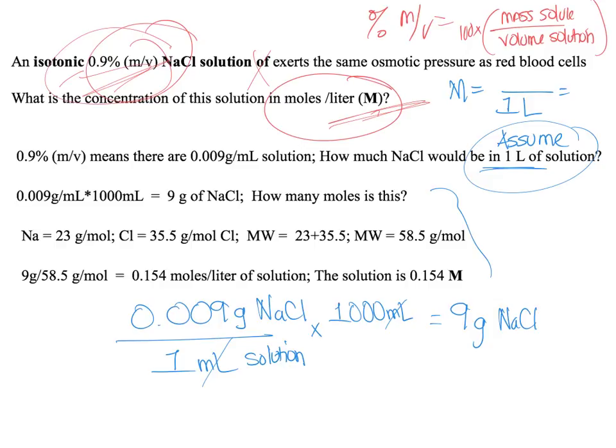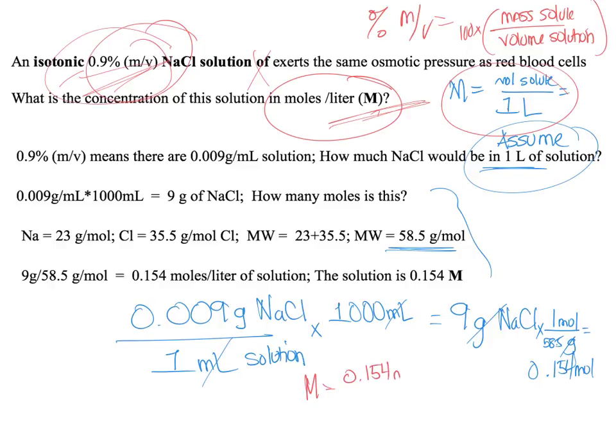Now, for the top of molarity, I need moles of solute. I'm almost there. I've got grams of solute, so from there I go grams into moles using the molar mass. The molar mass of sodium chloride is 58.5. Grams on top and bottom cancel, so that works out to be 0.154 moles of solute. And finally, my molarity is 0.154 moles per liter of solution, since I decided to make it a 1 liter solution. So the molarity is 0.154 molar, or moles per liter.